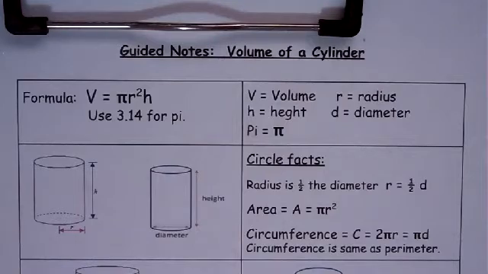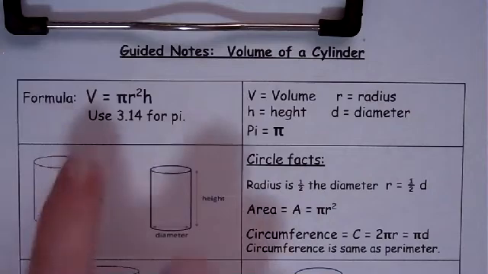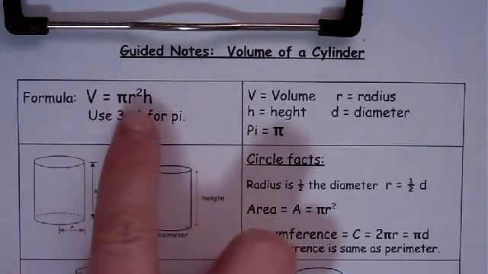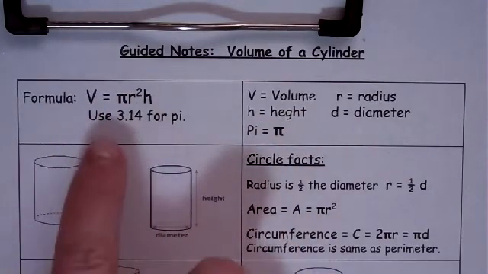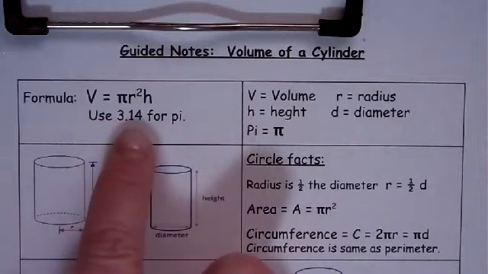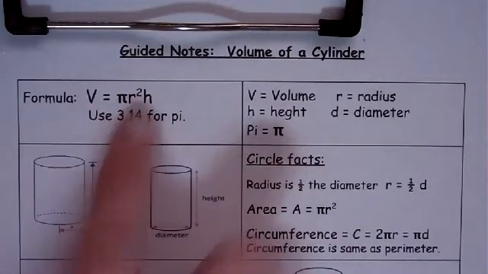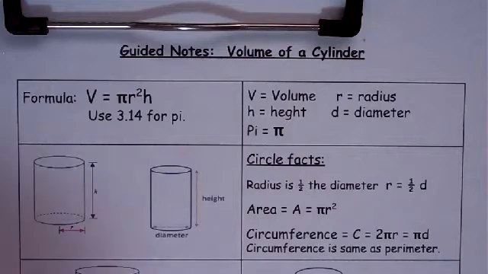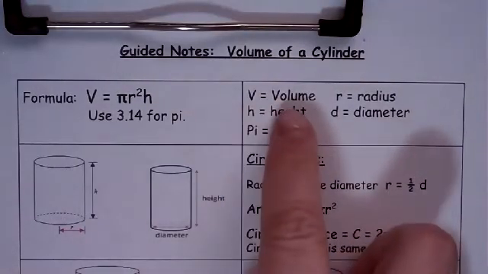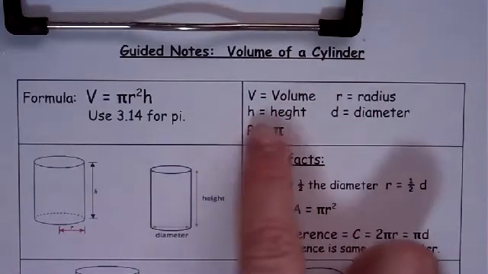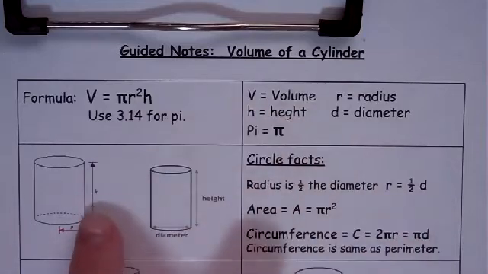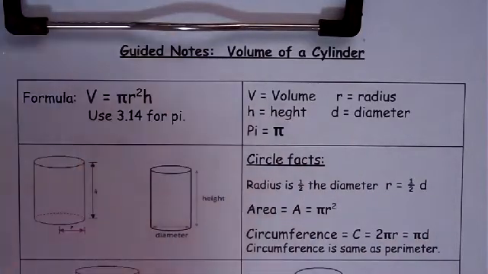Okay? Now, the formula for the volume of a cylinder is V equals pi r squared h. You're going to use 3.14 for pi, just like you did when you were doing area and circumference of a circle. Okay? Now, we've got a lot of variables over here, so let's make sure we know what they stand for. V is your volume. H is the height. That's how tall your cylinder is.